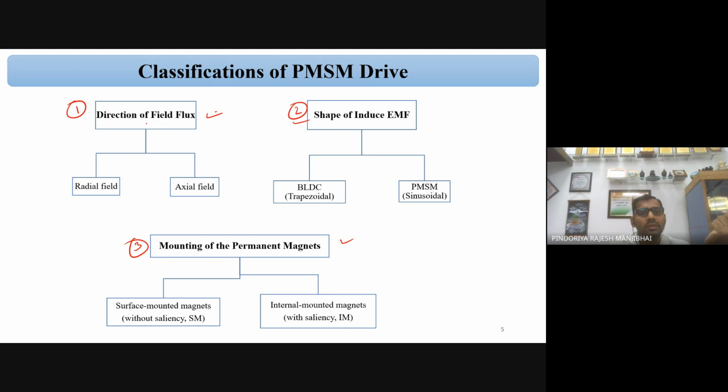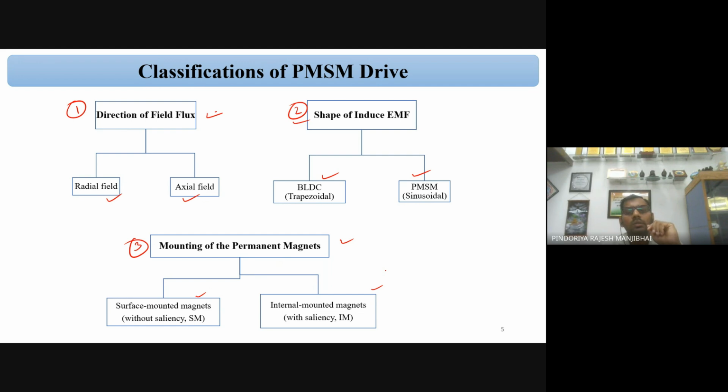In the first category, direction of the field flux, there is the radial field and the axial field. Suppose the field is produced in the radial direction, then we call it the radial field motor. And suppose flux is produced axially, then we call it the axial field permanent magnet motor. Second, the shape of the induced EMF: BLDC is trapezoidal and PMSM is sinusoidal. Third, the mounting of the permanent magnet: surface mounted or internal mounted. So we have the inner rotor and outer rotor. In the last class we discussed the inner rotor BLDC motor as well as the outer rotor BLDC motor. Same for the inner rotor PMSM and outer rotor PMSM.